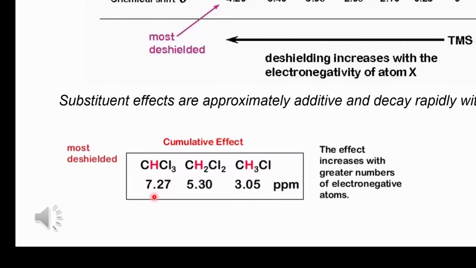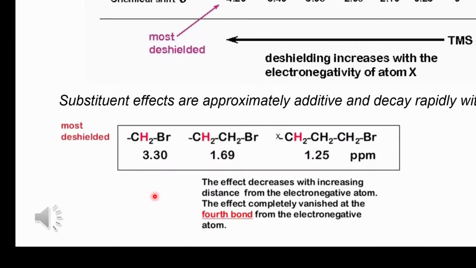The final effect is to see what happens when a proton environment is moved further away from an electron withdrawing group. Here we see a decrease in the electron withdrawing effect, and this completely vanishes by the proton environment being observed by about 4 bonds away from the electronegative atom. It's not just electronegative atoms that have this effect, as we'll see on the next slide.